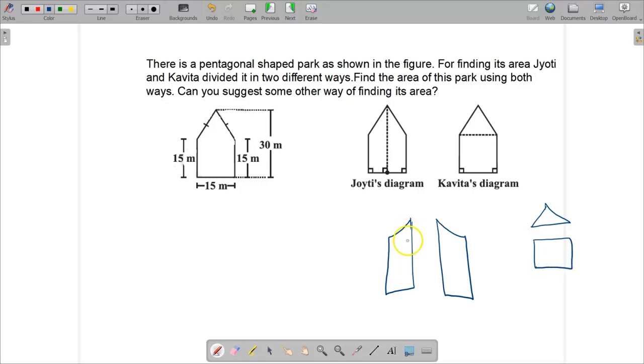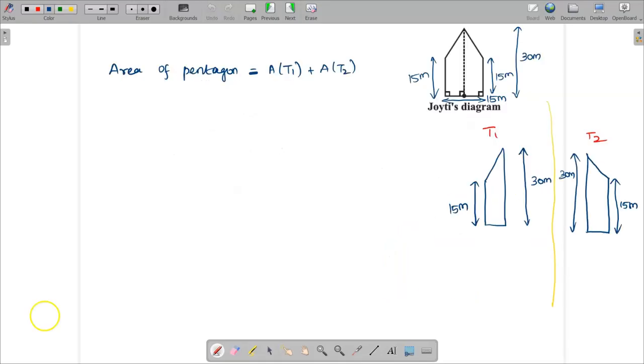So if we find the area of trapezium 1 and the area of trapezium 2, when we add both, we can obtain the area of the pentagon for Jyoti's diagram. And if we find the area of a triangle and the area of a square, and add them, we can find the area of the pentagon using Kavita's diagram. So coming to Jyoti's diagram, here the measurement is 15 meter, here also 15 meter, here also 15 meter. The overall length is 30 meter, the height of the pentagon. So these are all the measurements given in the problem itself.